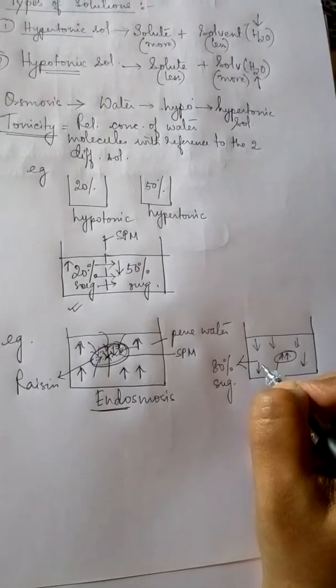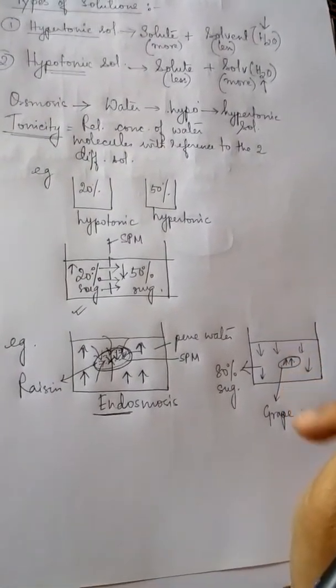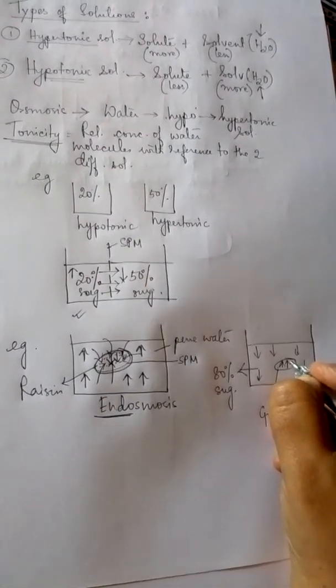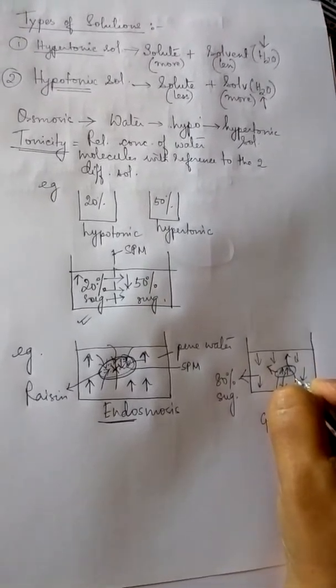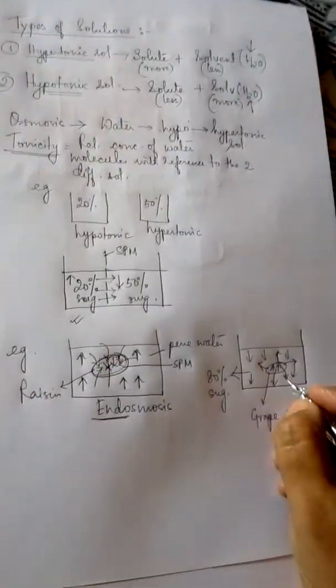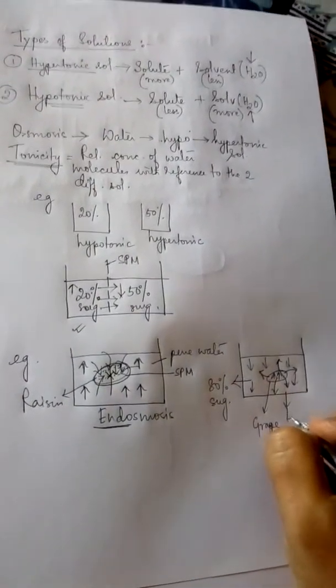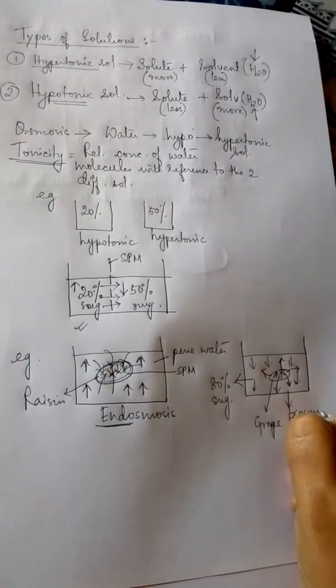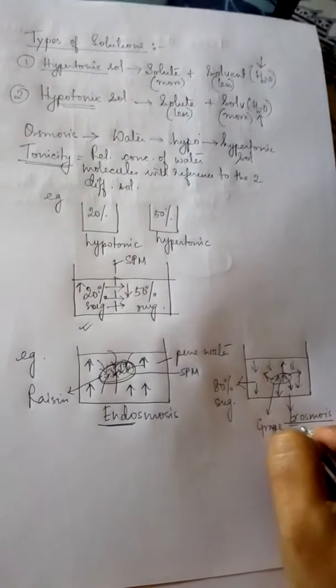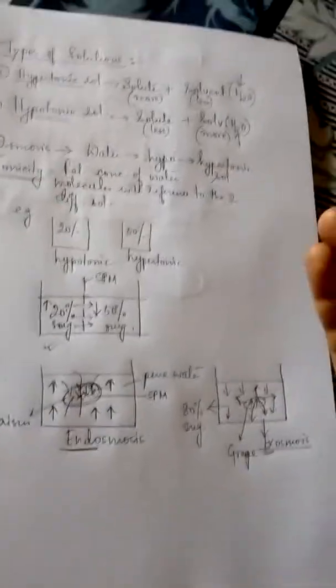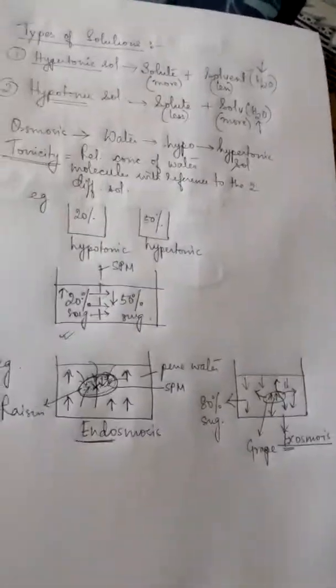So what will happen? Osmosis will happen, but now water will move out from the grape into the solution. So this is a kind of osmosis, but it is called exosmosis. EXO, X means something which is moving out. Endo means something which is entering into the cell.